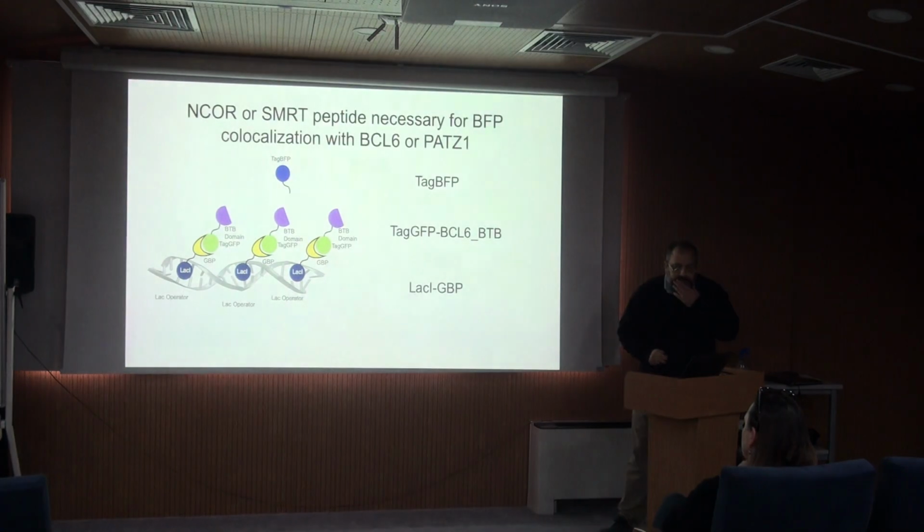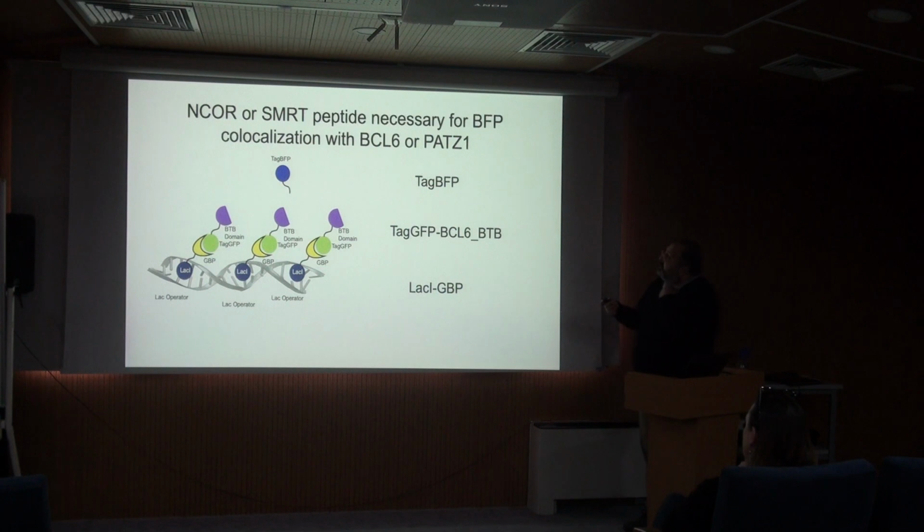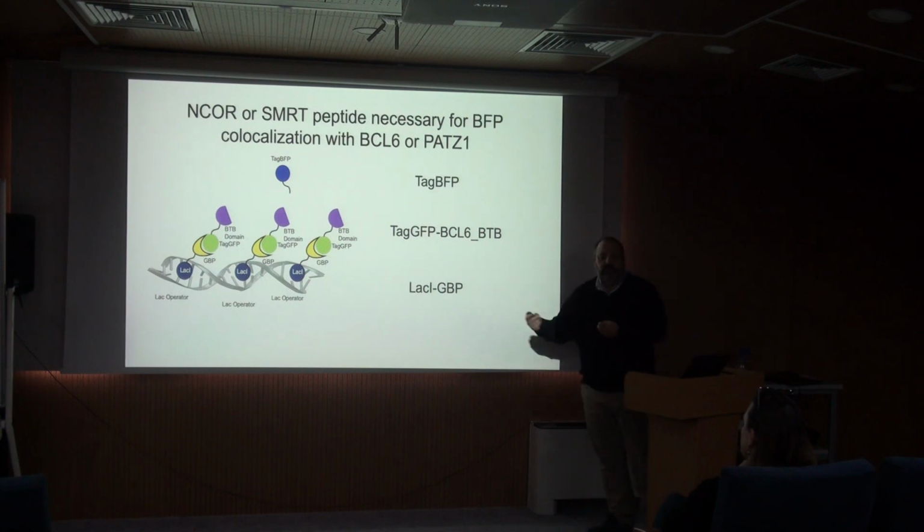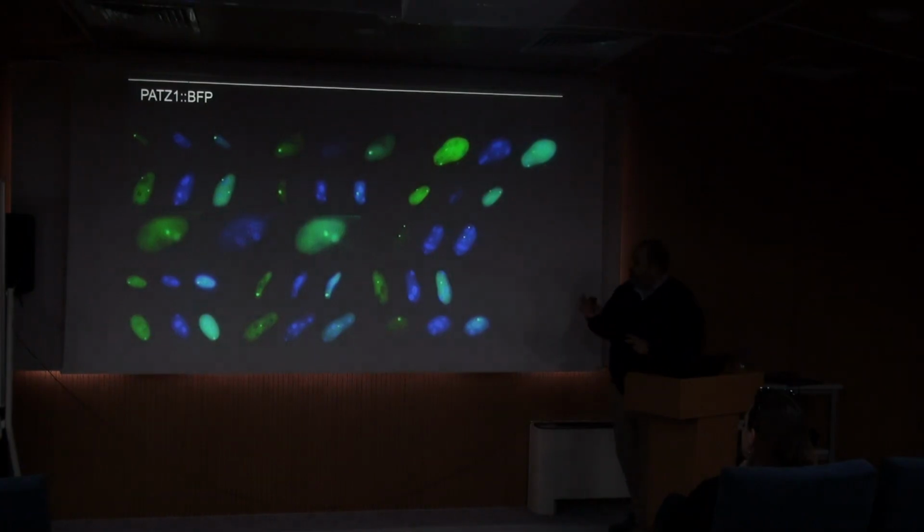Okay. Some other questions we've addressed. Is it necessary for the ANCHOR? So this is a control for the experiment: ANCHOR and SMART, without ANCHOR and SMART, just expressing BFP. Is there some affinity of BFP to the GFP, for example? And that doesn't seem to be the case.